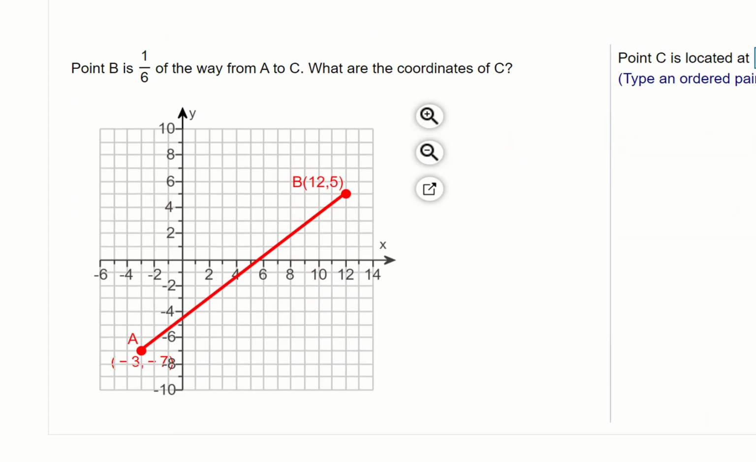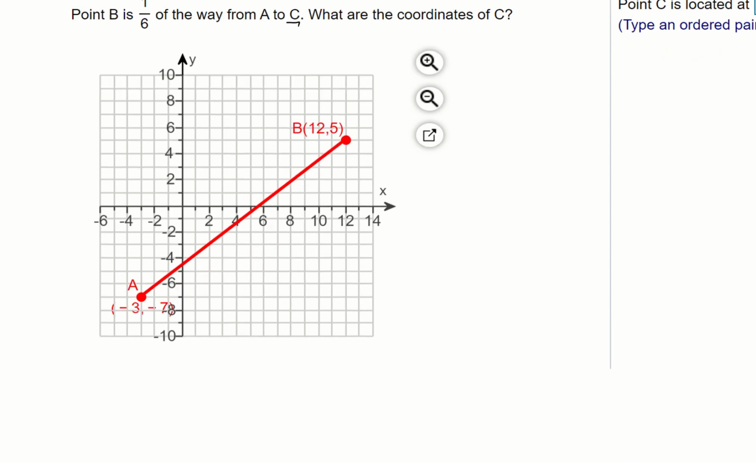So point B is 1/6 of the way from A to C. What are the coordinates of C? So this is kind of like the other problem that we did earlier. You're going to find the horizontal distance first. We do that by subtracting the x's. So 12 minus negative 3, absolute value, double negative is a positive. 12 plus 3 is 15.